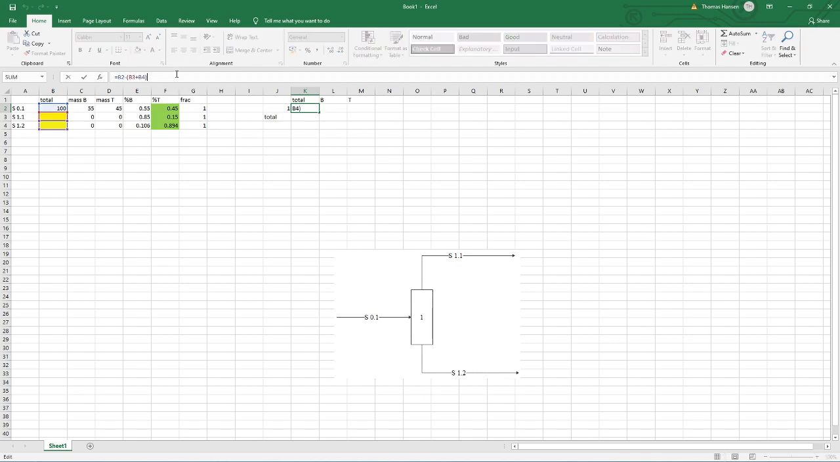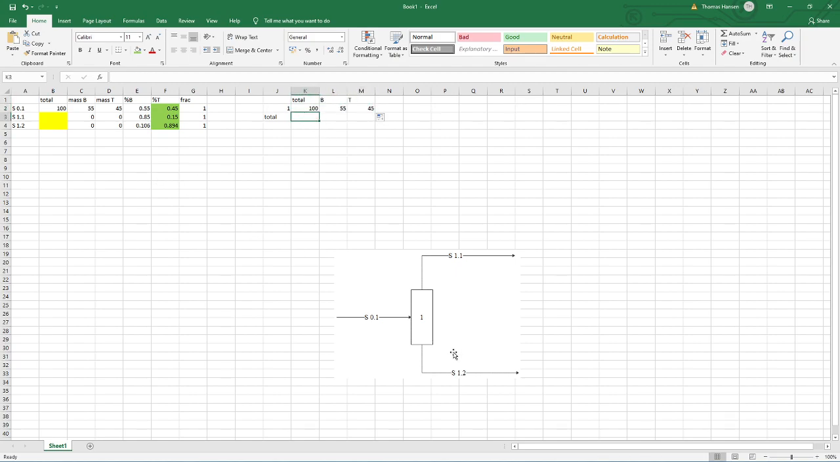And because I switched around a bit how I do the calculations, I don't need my $ signs over here. If I drag it along here, we'll just check it. You can see that I'm basically taking the mass of benzene in 0,1 and subtracting the mass of benzene in 1,1 and 1,2. So now I have my 3 balances, the total, benzene and toluene.